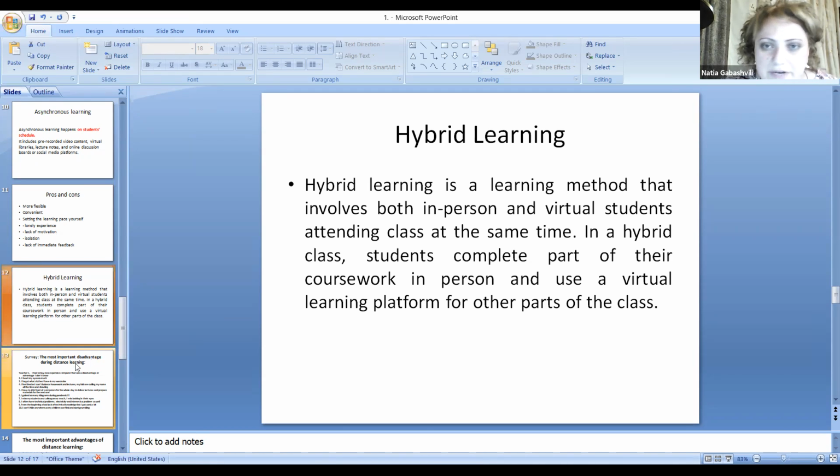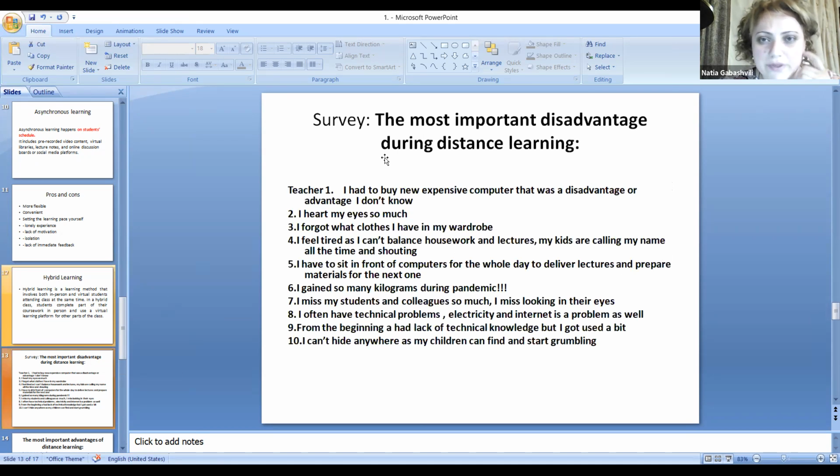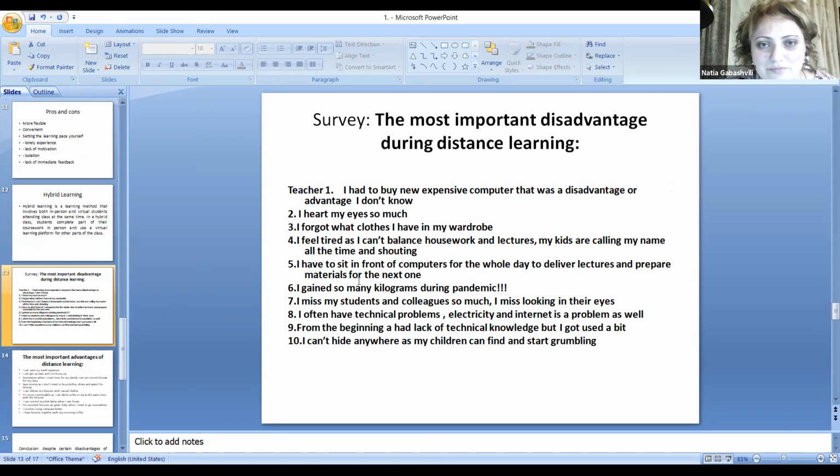So I was interested in distance learning advantages and disadvantages, and I ran a little survey with the teachers at our university. Now I will read out some of these answers. Some are ridiculous, but they are so near to our life nowadays. As for the disadvantages, let's start with the bad news.